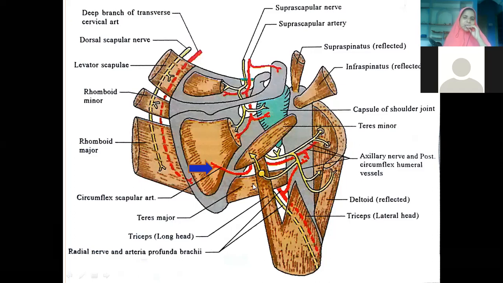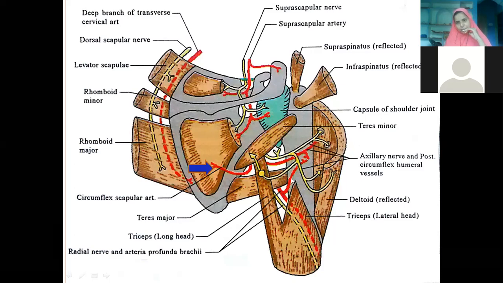Then coming to the boundaries of upper triangular space, you will see superiorly it is bounded by which muscle? Teres minor. Inferiorly it is bounded by which muscle? Teres major. Okay, and medially it is bounded by the lateral border of scapula bone. Okay, laterally you will have long head of triceps. So what is the content we have? Circumflex scapular artery. The one which is winding and going behind like this, we call it circumflex scapular artery.